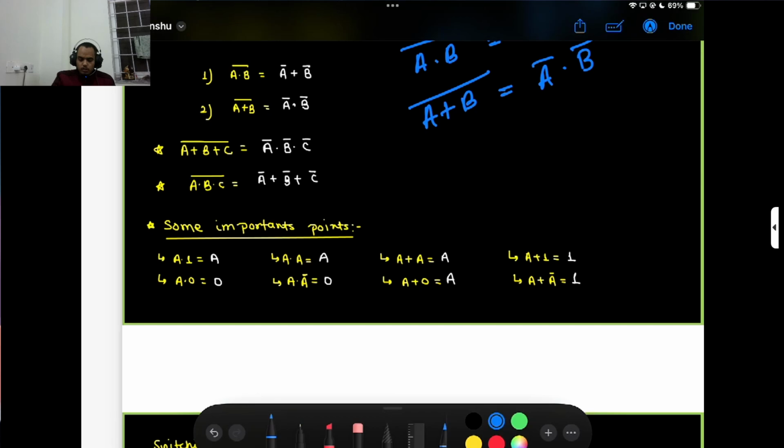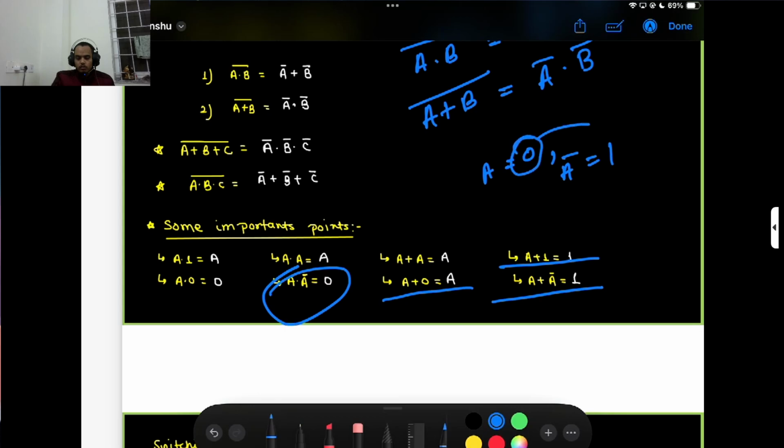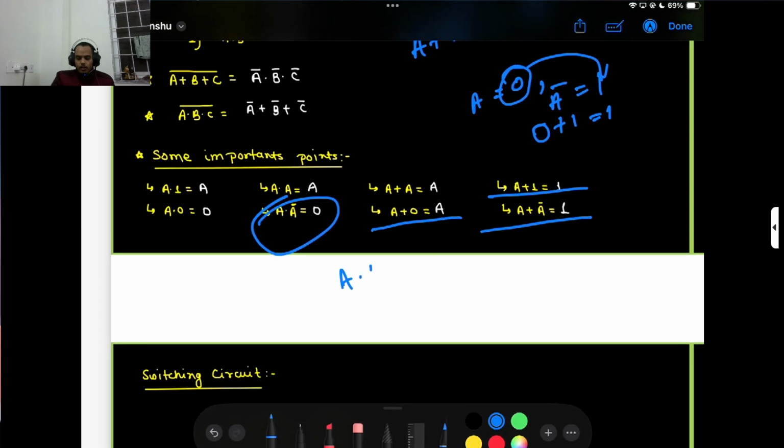Some important points that we already saw: A into 1 is A, A and A is A, A or A is A. Here A and A bar equals 0, A plus 0 equals A, A plus 1 equals 1, and A plus A bar equals 1. A plus A bar equals 1 means, suppose my A is 0, then A bar is 1, so 0 plus 1 means 1. And here again A into A bar, so 0 and 1, or 1 or 0, gives me the output 0.